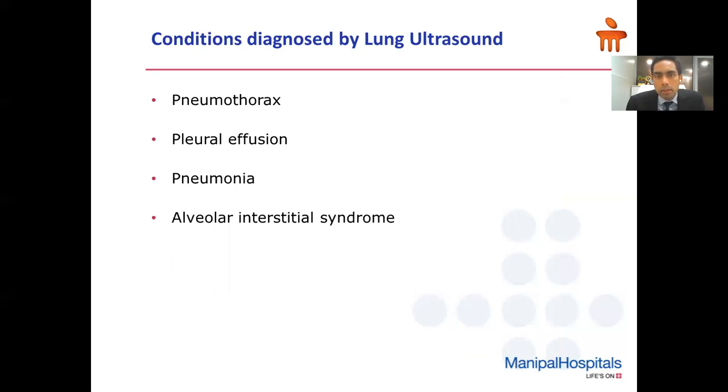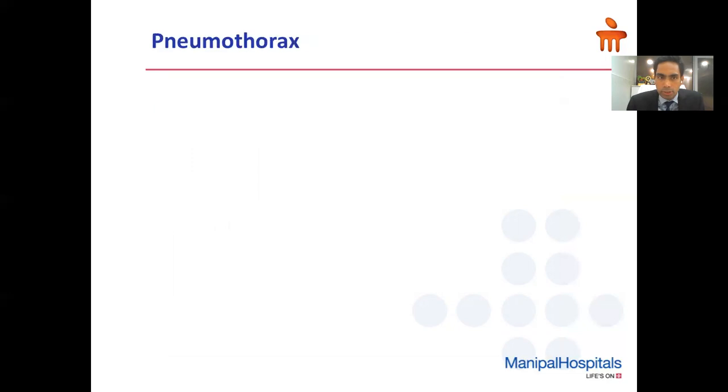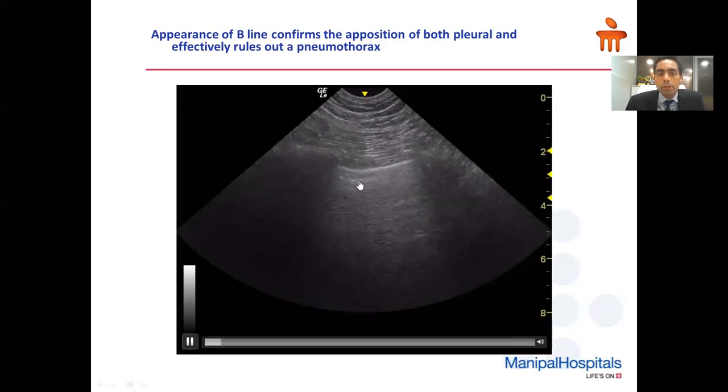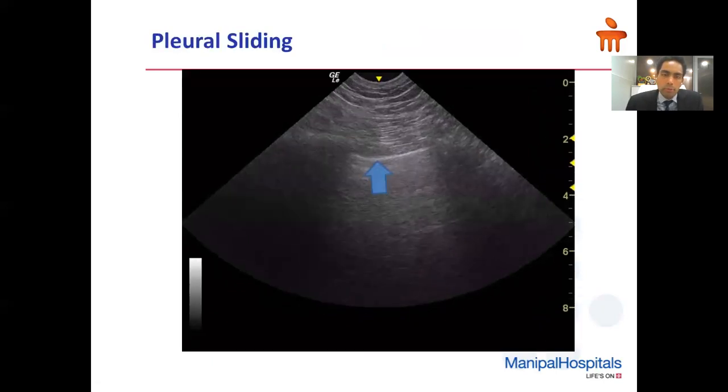What are the conditions which can be diagnosed by lung ultrasound? These are the four main ones: pneumothorax, pleural effusion, pneumonia, and alveolar interstitial syndrome, which includes ARDS and pulmonary edema. First, pneumothorax. Pneumothorax is a diagnosis of exclusion with respect to lung ultrasound. When there is a pneumothorax, the parietal and visceral pleura will be further apart, so you will not see B lines. If you are seeing B lines and if you are seeing pleural slide, it practically rules out pneumothorax. You can confidently say that this patient doesn't have a pneumothorax.